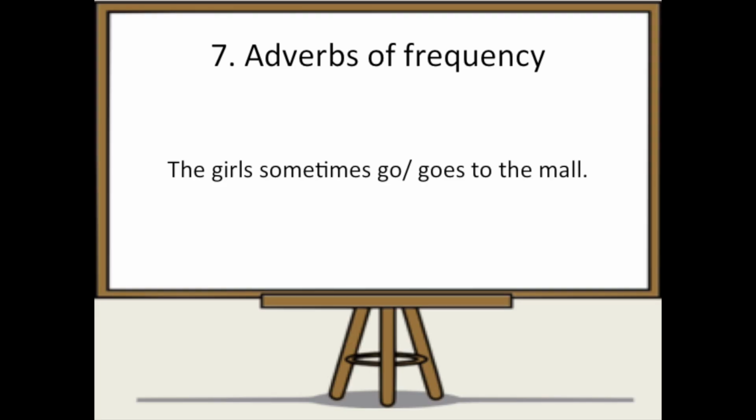Okay. So adverbs of frequency, for example, never, always, usually, sometimes, rarely. So it sometimes distracts you, but please stay focused. Okay, the next sentence. The girls sometimes go or goes to the mall. Look at the subject, everyone. The girls. One or two? Two. Yes, for one, S; for two, no S. So, go or goes? Go. Very good.